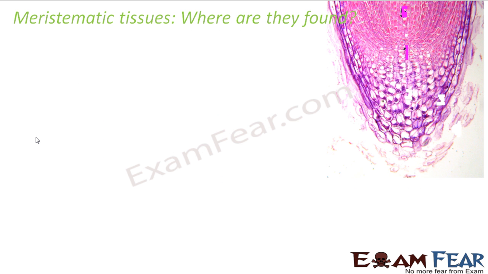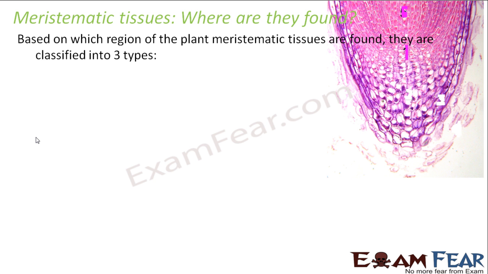Now again let us have a quick look at where the meristematic tissues are actually found. As I mentioned, they are found in only some specific regions of the plant where the growth is prominent. Based on which region of the plant meristematic tissues are found, they are classified into 3 types. Depending upon where the meristematic tissue is located, we will classify them into 3 categories.